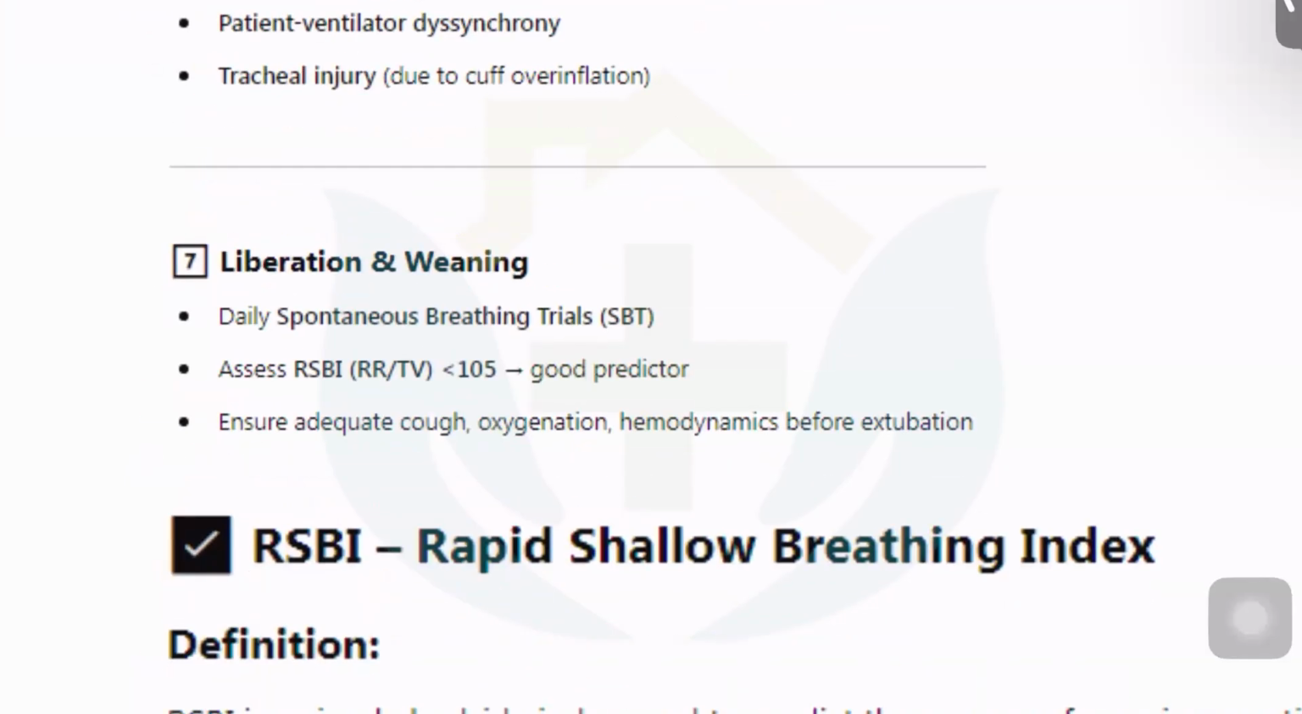How do you liberate and wean off the patient? You do daily spontaneous breathing trials. Second is assess the patient on the rapid shallow breathing index.